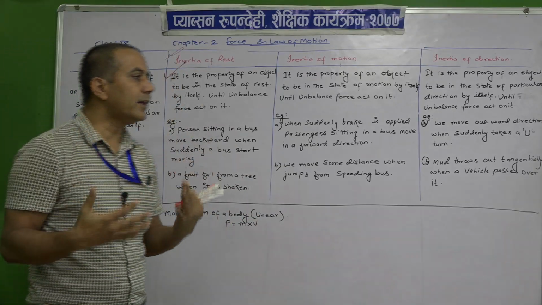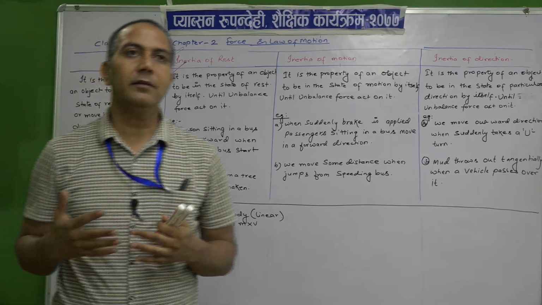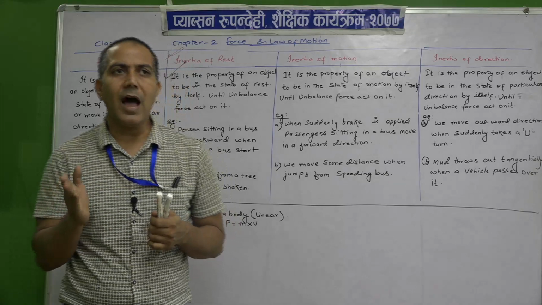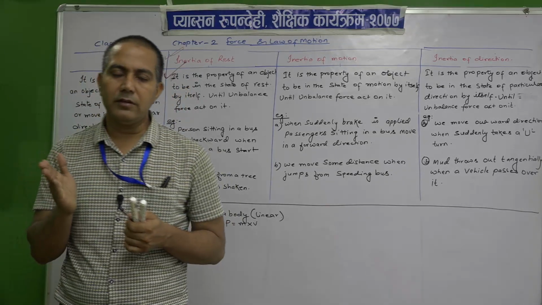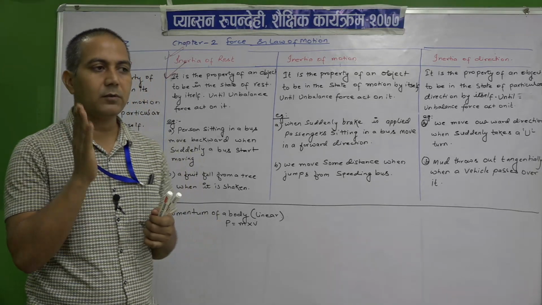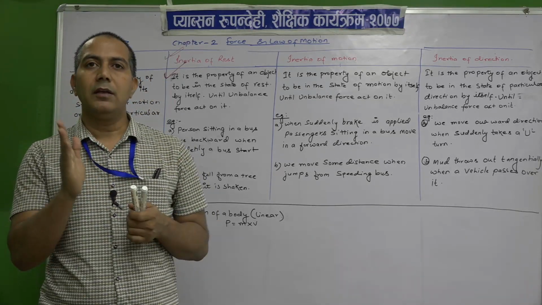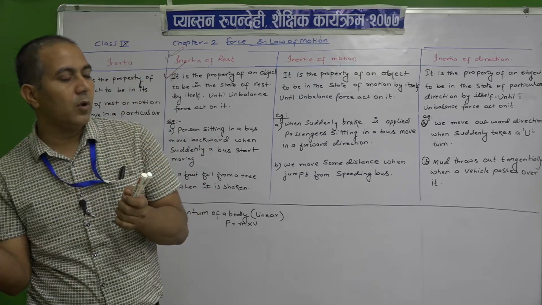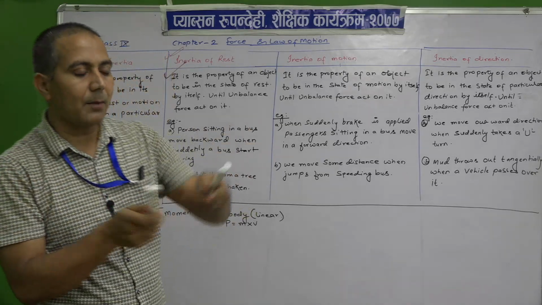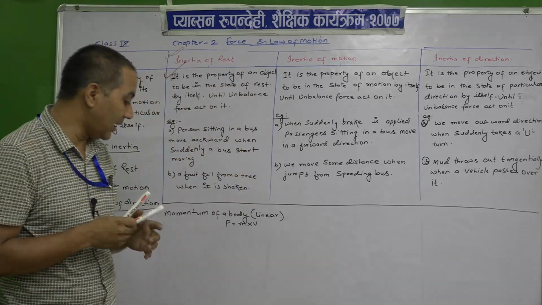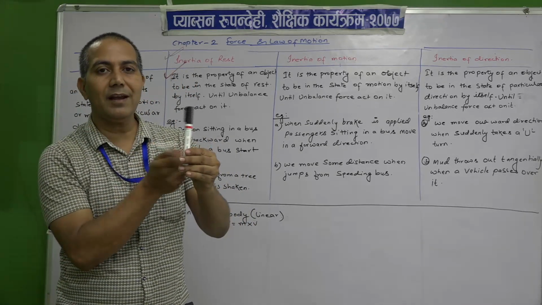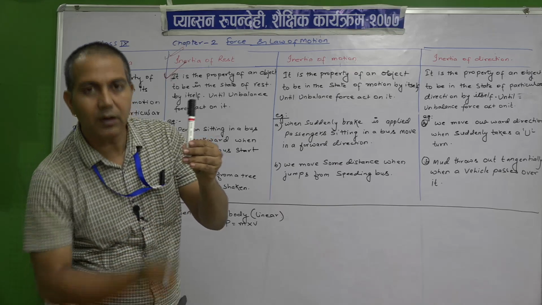Another example of inertia of rest. Many times it is asked in class 9 reasoning questions, why do dust particles come out when we beat a carpet? When we beat the carpet, by hanging it, you may try at home also, we beat it like this, and the dust particles fall down. Why?